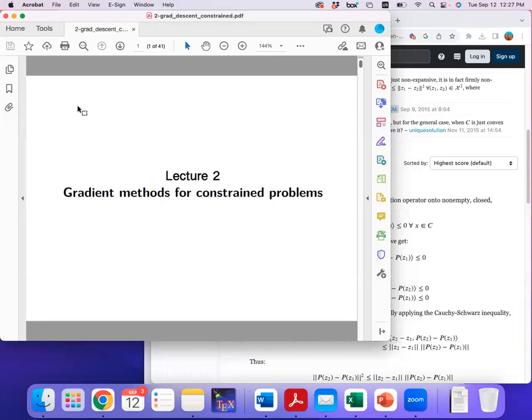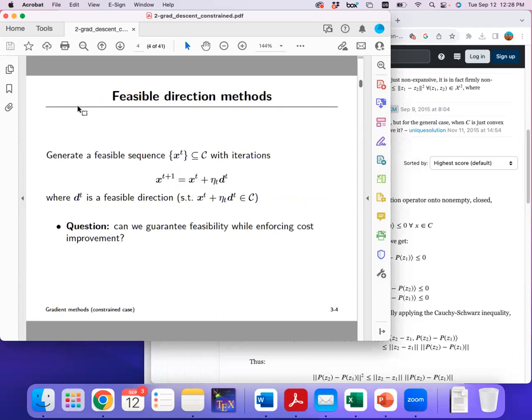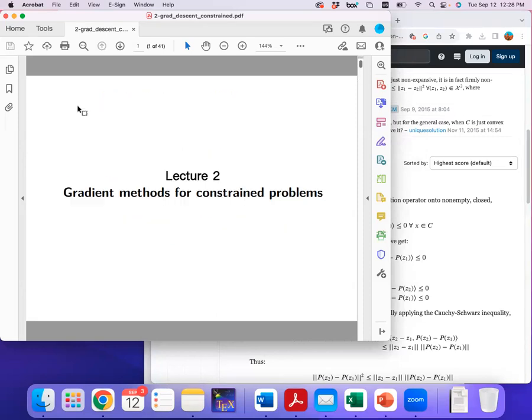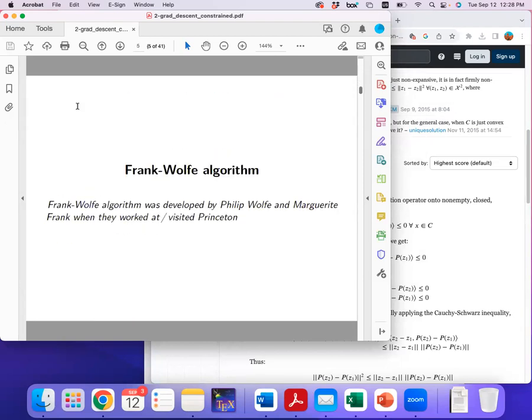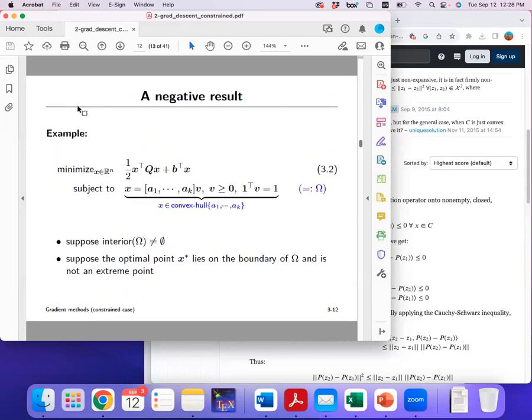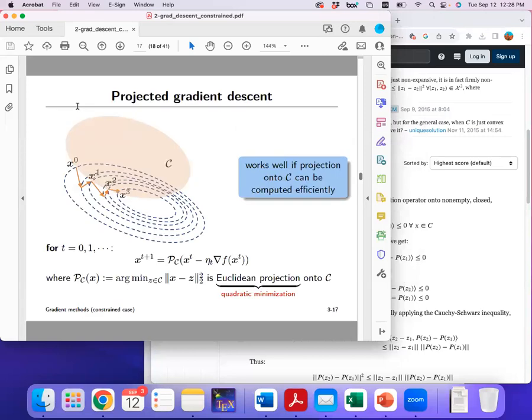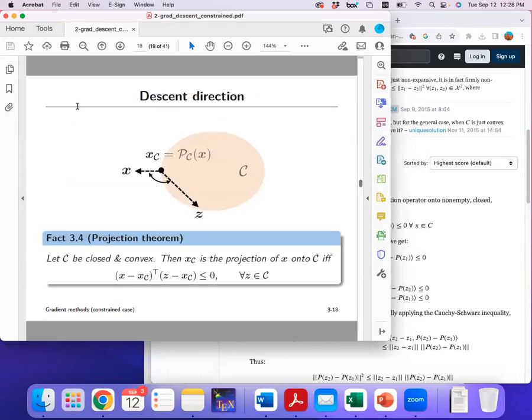Okay, so last time we talked about some analysis for the Frank-Wolfe and the projected gradient methods. So one thing that I want to talk about is this projection theorem.